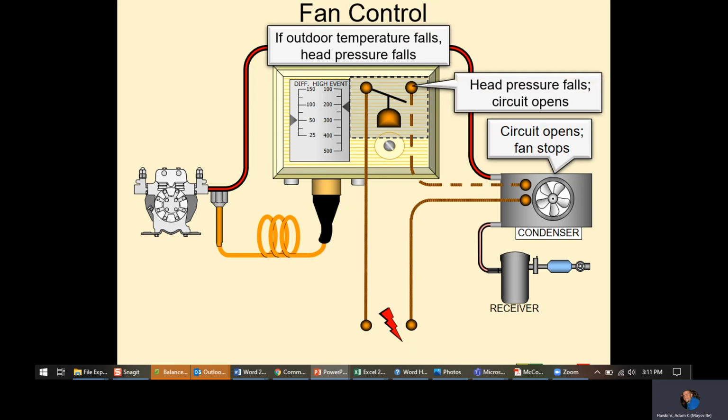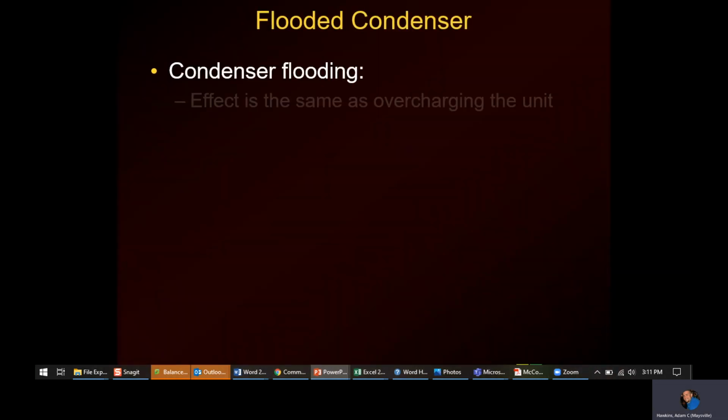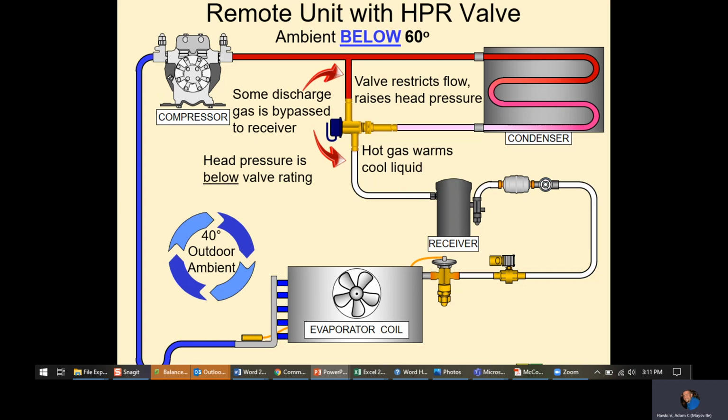I'm not getting into this right now. This gets into commercial stuff. Flooded condensers, not getting into that as well.